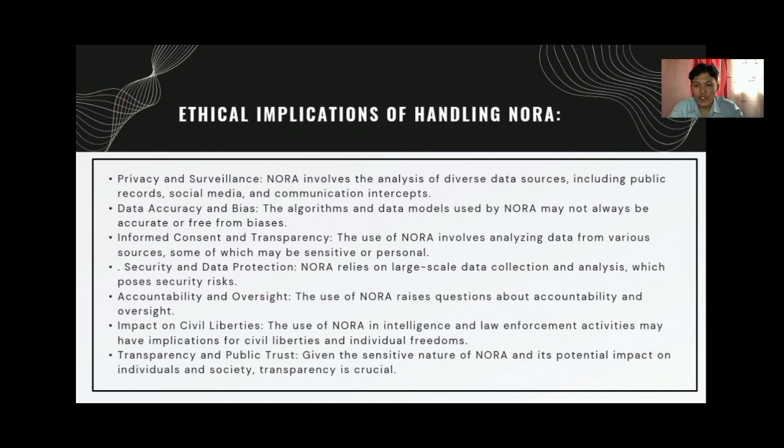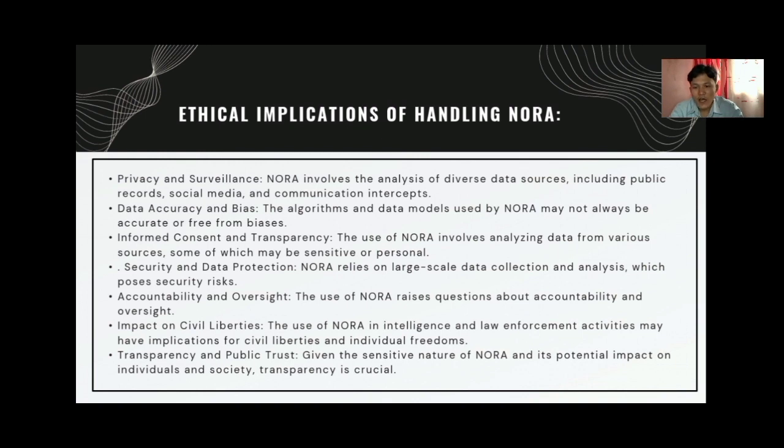Security and data protection are paramount when dealing with NORA. The technology relies on extensive data collection and analysis, which introduces security risk. Organizations must implement robust security measures, encryption protocols, access controls, and data protection practices to safeguard the integrity and confidentiality of the data involved in NORA analysis.